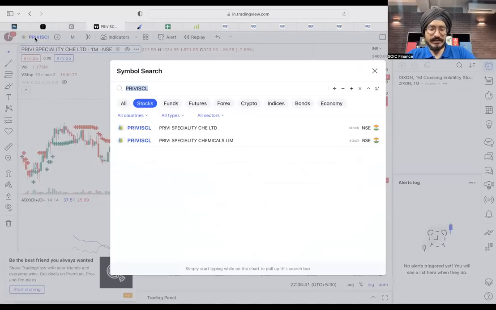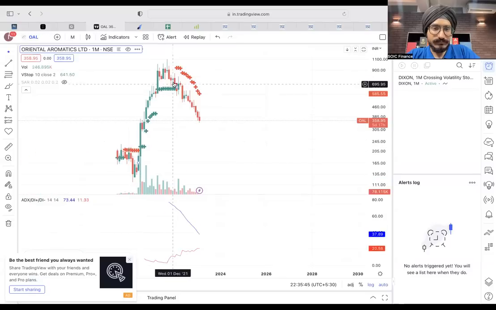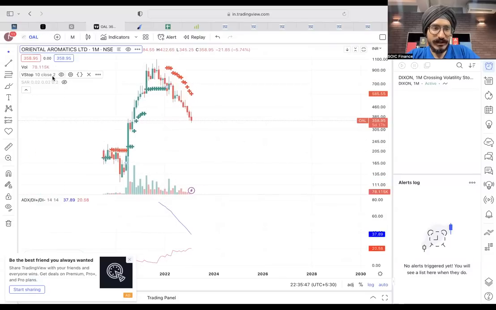Similarly, let's look at Oriental. See again, right? Your exit gets triggered somewhere close to what? 623 rupees. What's the price today? I don't know. 350, 360 types. Right? Money saved is money earned here at the end of the day. This is why I have an exit trigger in place.